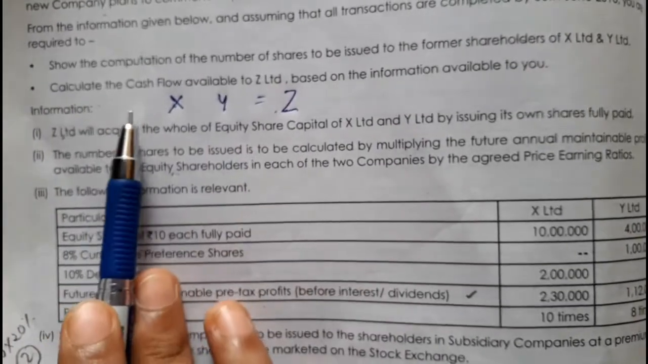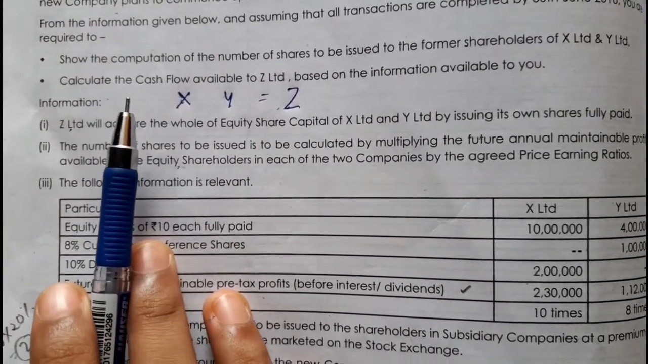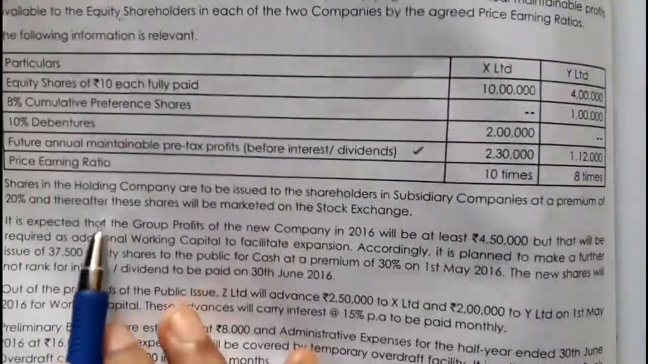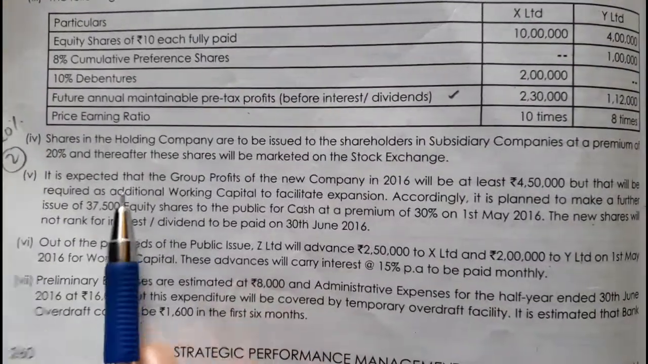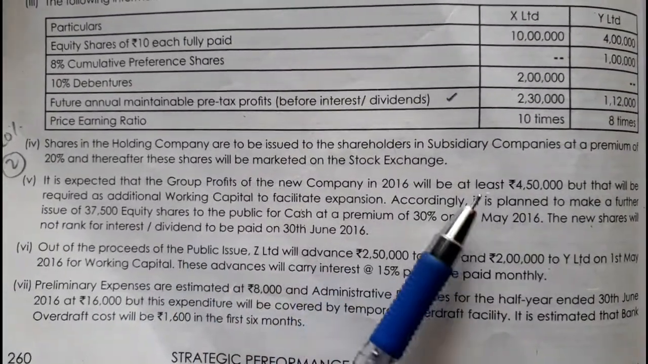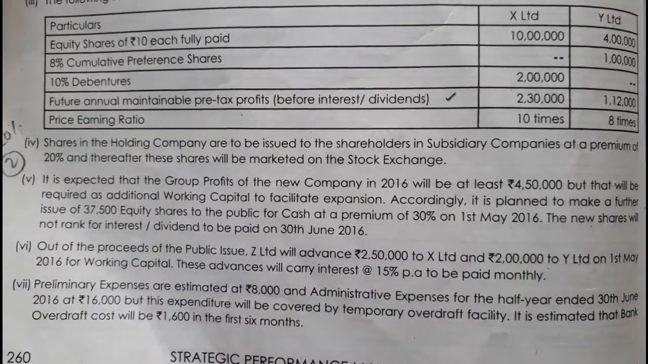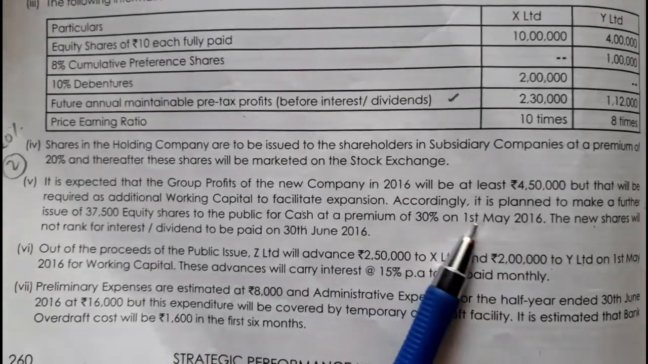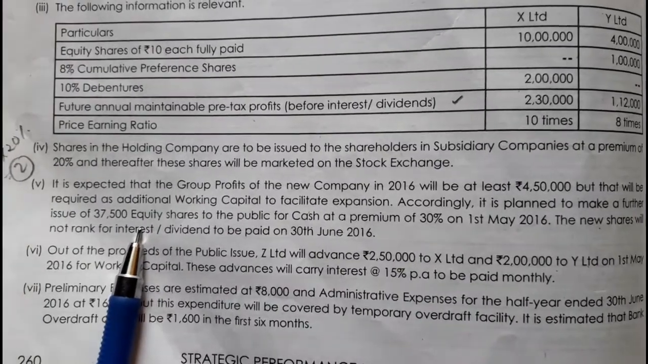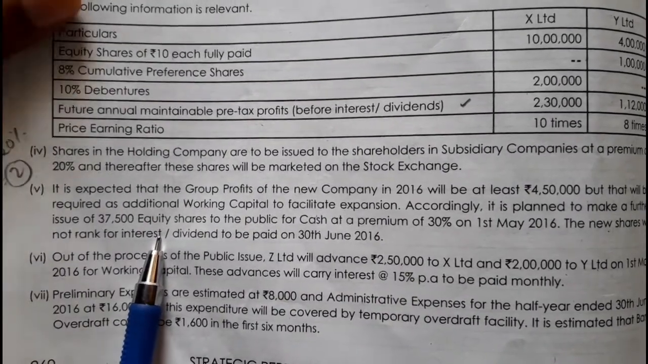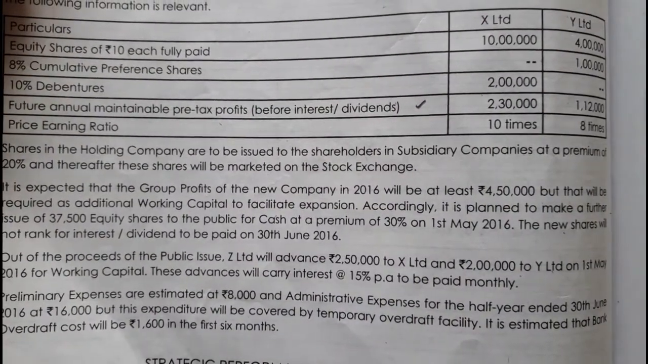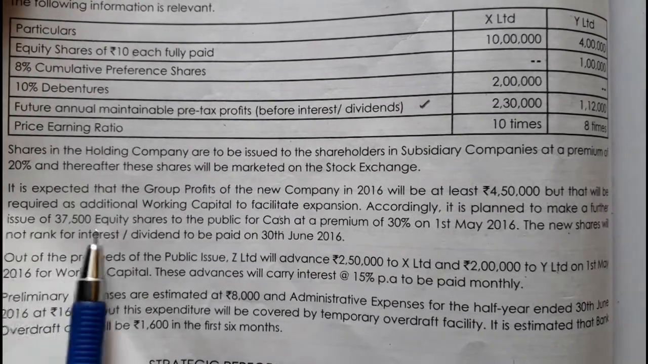Now they have asked to calculate the cash flow to Z Limited. We are required to find the Z Limited cash flow. Now understand that Z Limited is the combination of both these companies. They have given the adjustments. It is expected that the group profits of the new company will be at least 4,50,000, which will be required as working capital. So that has been used as working capital. For this, it is planned to make a further issue. It is going to issue a further 37,500 shares at a premium of 30% on 1st May 2016. Okay, so the Z company is going to issue the shares, 37,500 shares.